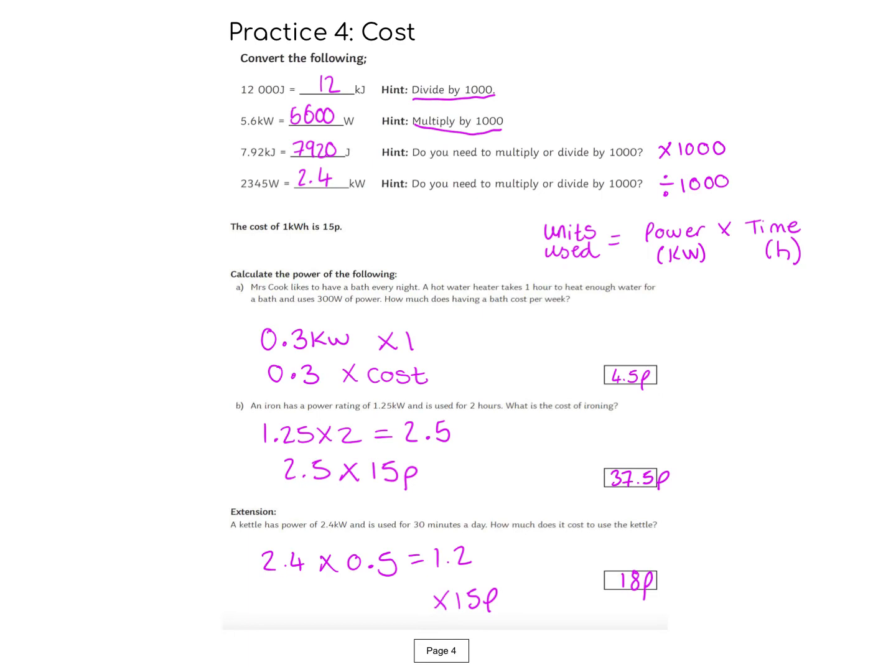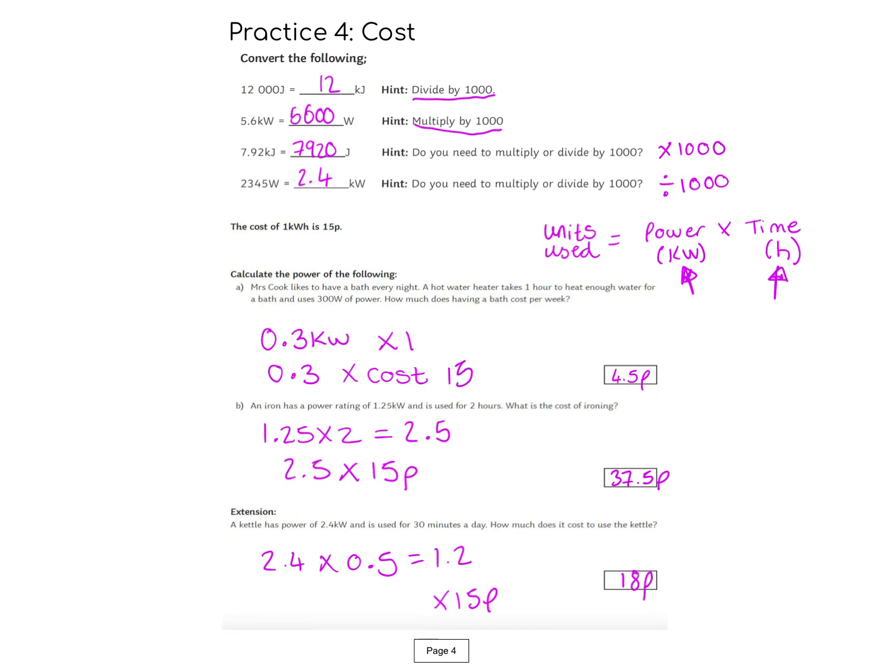These questions are looking at working out units used and then multiplying by the cost. The power was 0.3 because you have to make sure power is measured in kilowatts. The time is always measured in hours, which was nice for this one. So all you did was work out the units used, which would be 0.3, times by the cost, which was 15, and I gave you 4.5p.